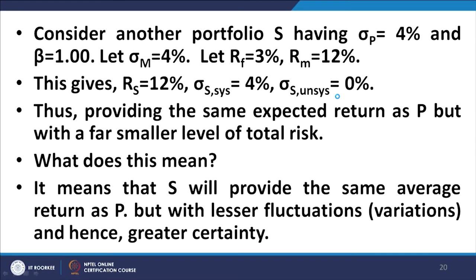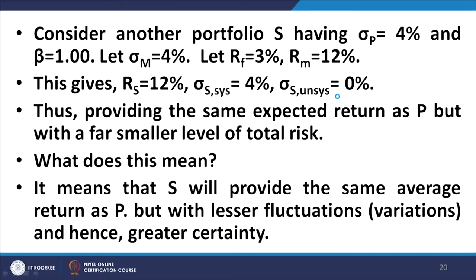Let us look at another portfolio S. What are the cardinals of S? The cardinals of S are RS is equal to 12%, sigma S is equal to 4% and beta is equal to 1. What does it mean? It means RS is equal to 12%, but what about the systematic risk of S? The systematic risk of S is only 4% and it has no unsystematic risk.